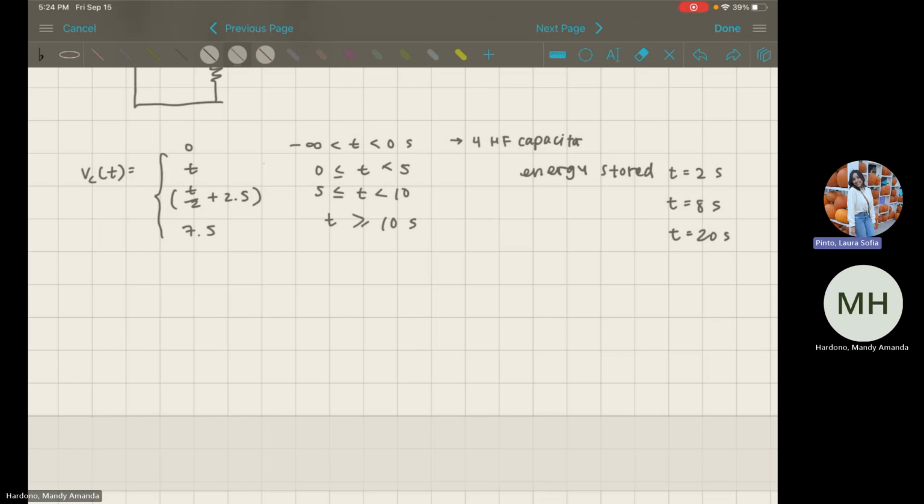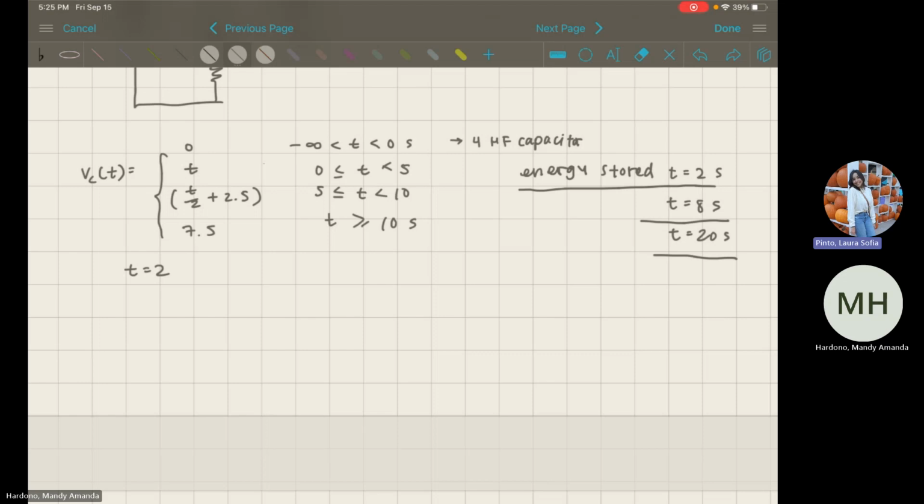Are you guys finished copying it down? So how should we go about finding the energy stored at these 3 timestamps? Let's start with t equals 2. How would we find the energy stored at t equals 2 seconds? You could plug it into the second one.